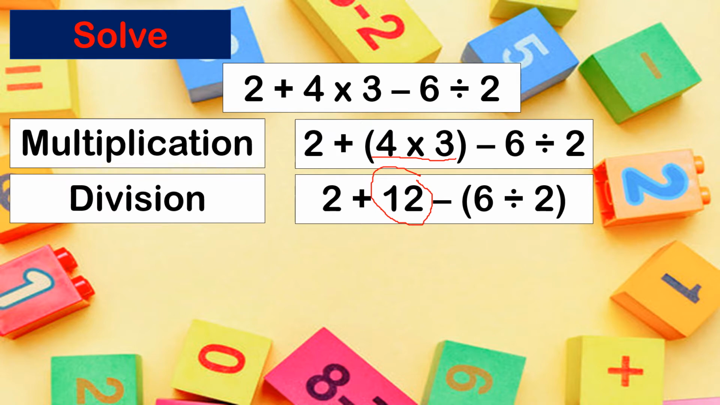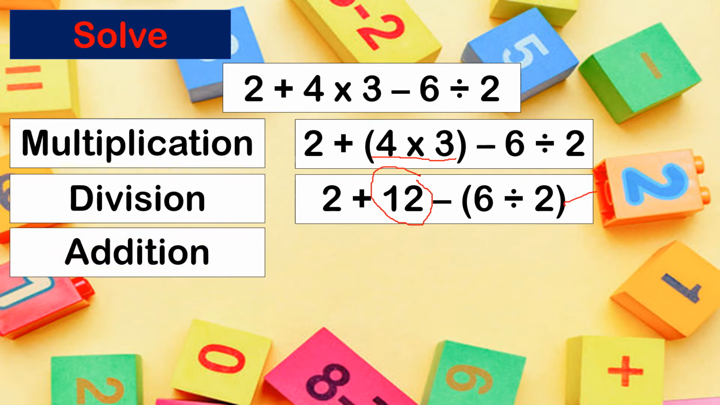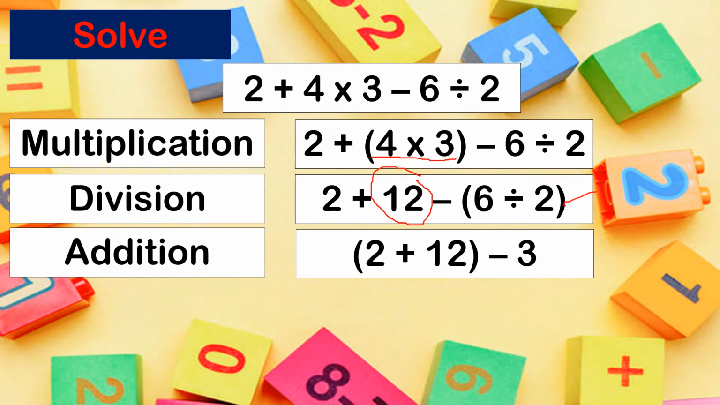Next is 6 divided by 2. Siya naman yung nilagyan natin ng parenthesis. Next, addition. So, 2 plus 12 minus 3. Saan galing yung 3? 6 divided by 2 equals 3. Then, nilagyan natin ng parenthesis yung 2 plus 12 dahil addition na yung next.